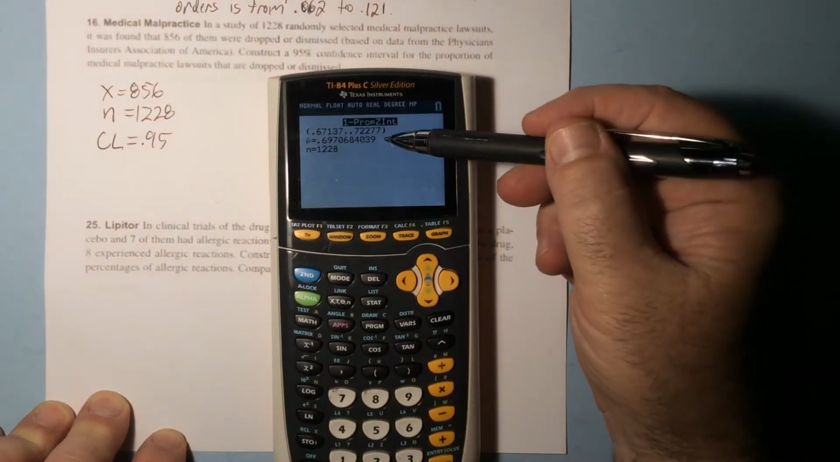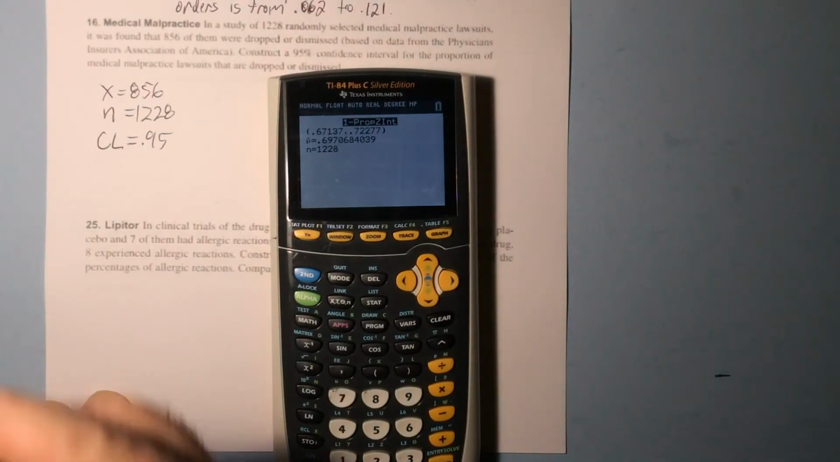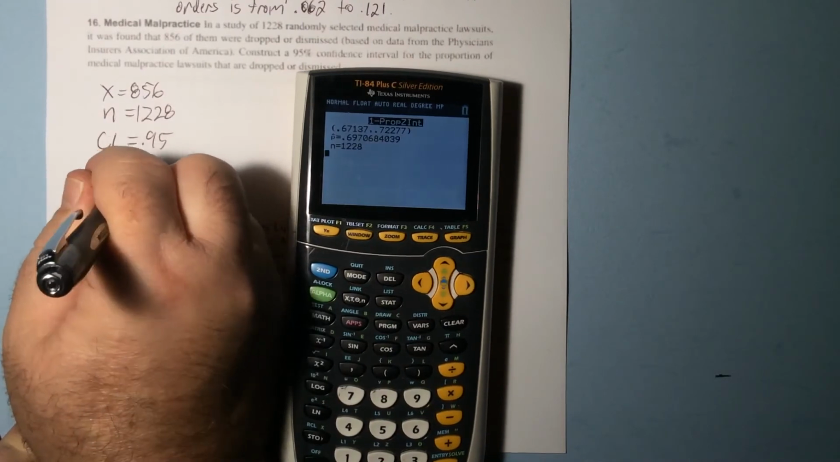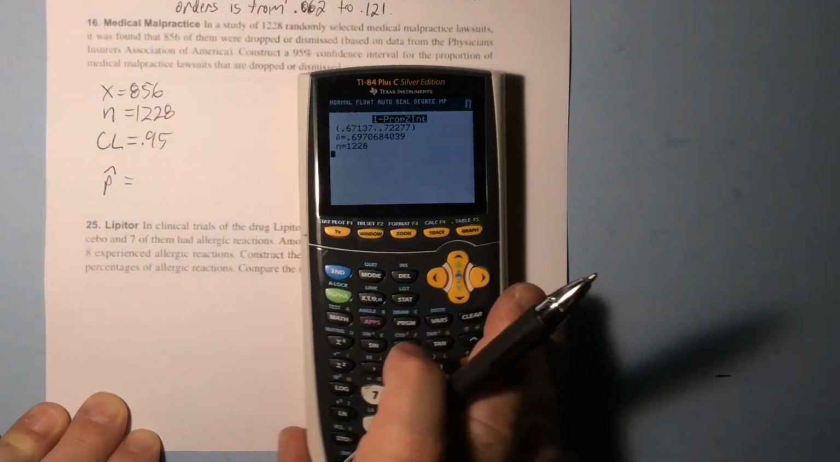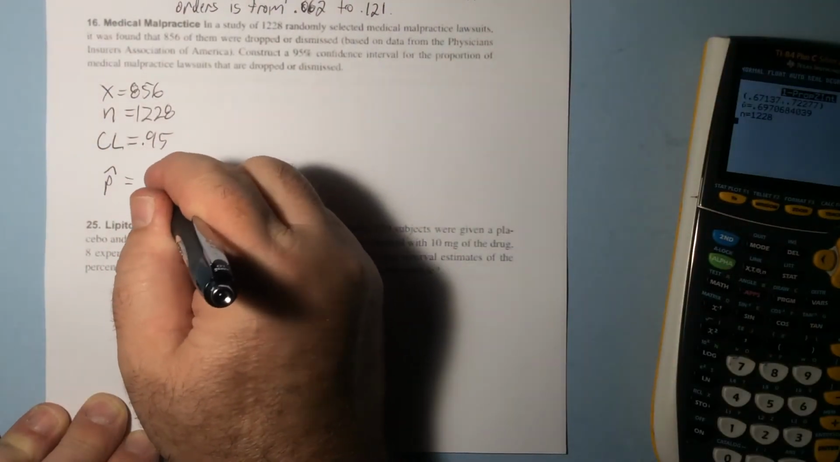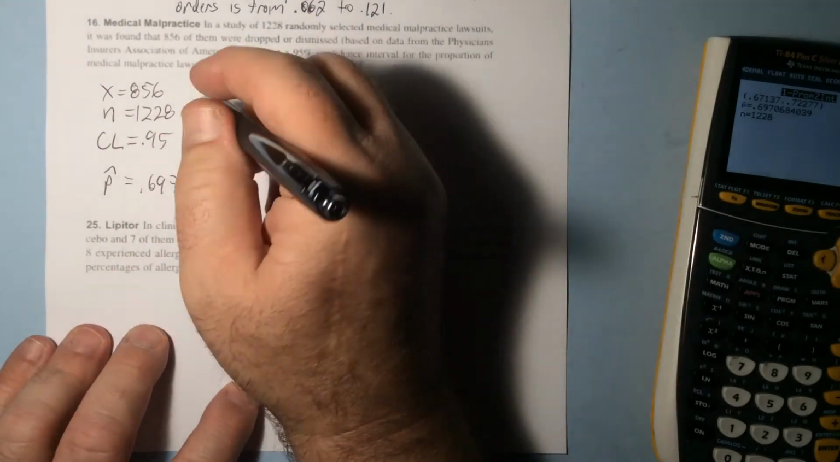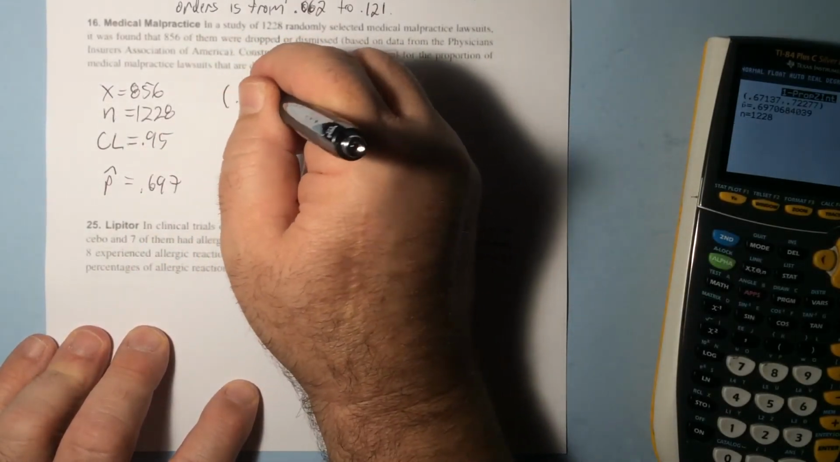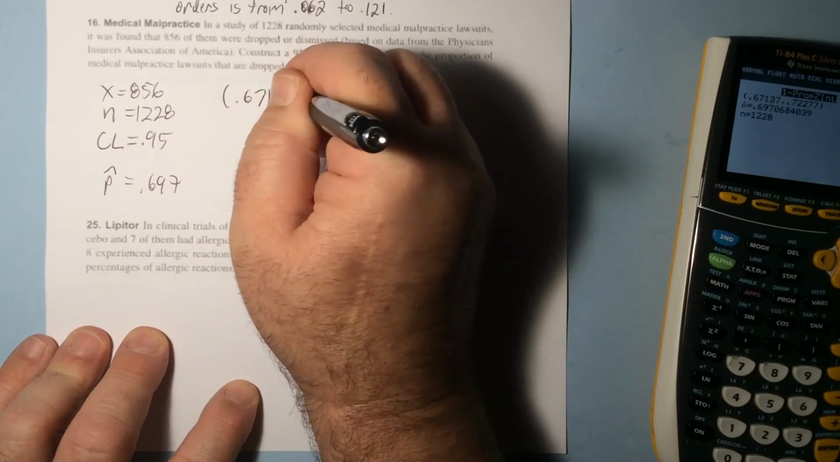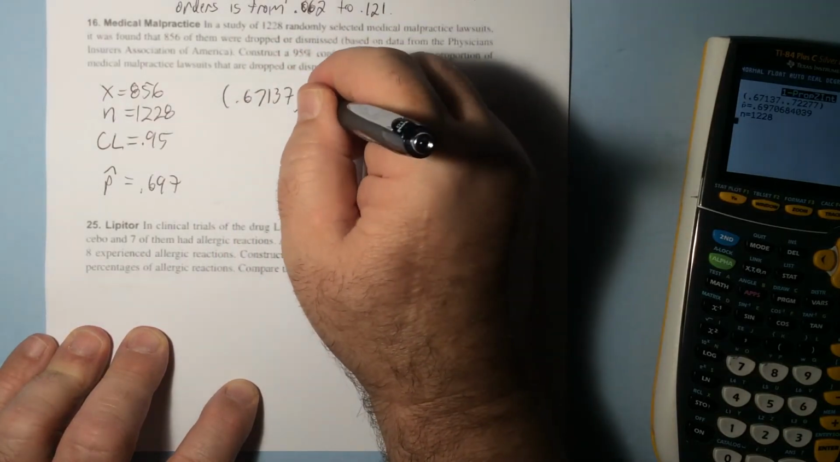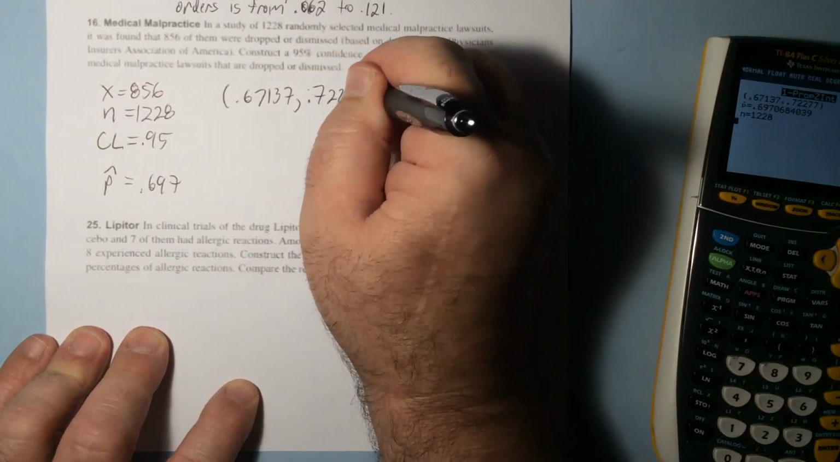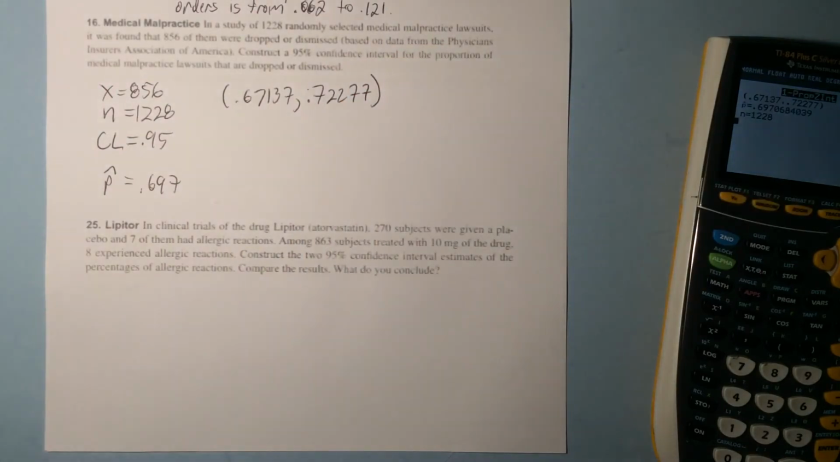And you'll see here again, we're given the sample proportion. We'll put the information down here. So p hat is equal to 0.697. And the confidence interval we obtained from this is 0.67137, comma, 0.72277. Now, when you're doing your homework online, as well as the test, you're going to notice it specifies how many decimal places it wants it rounded to. The common practice is to round this to 3 decimal places.